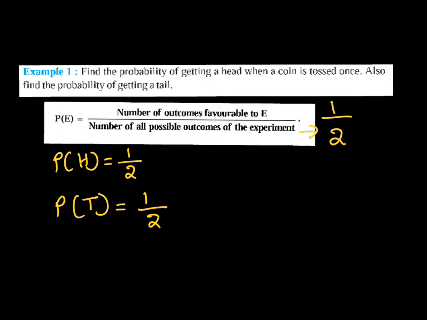Let's try another one. A bag contains a red ball, a blue ball, and a yellow ball. So there are 3 balls in the bag, all the balls being of the same size. Kritika takes out a ball from the bag without looking into it. What is the probability that she takes out the yellow ball? So let's figure that out.